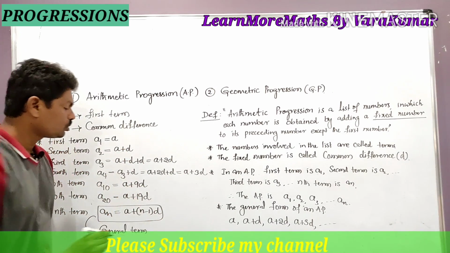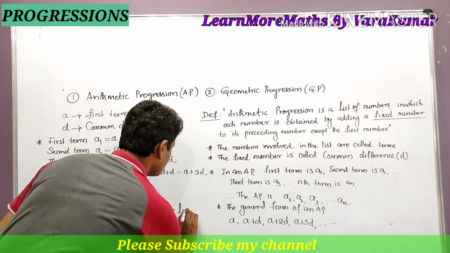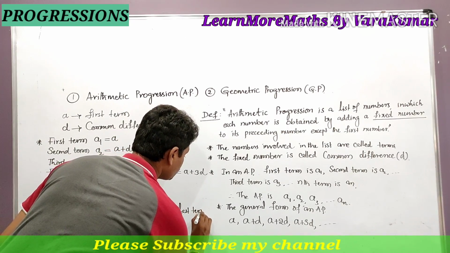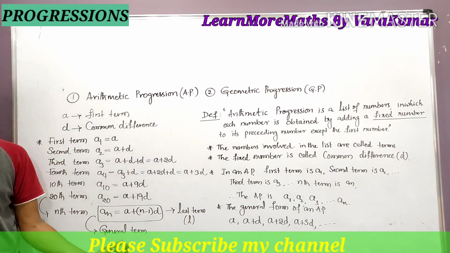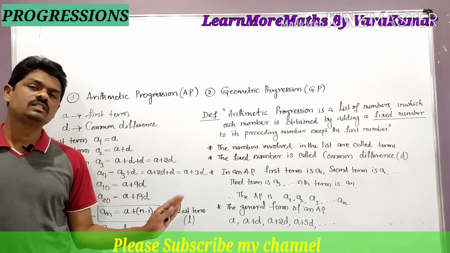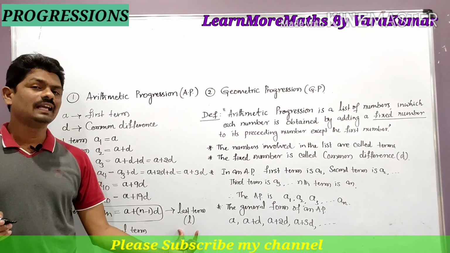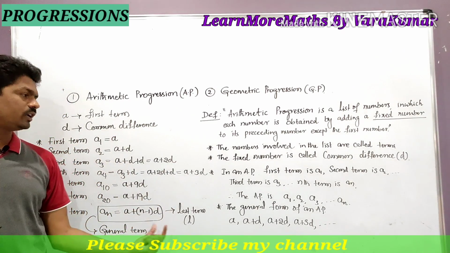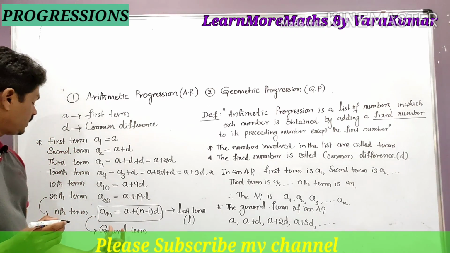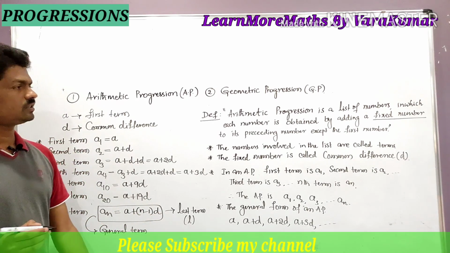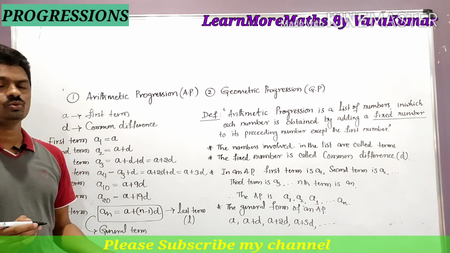Sometimes it is also known as the last term, student. You have to remember, it is also known as the last term. It is denoted by small l. So the general term of an AP, An is equal to A plus N minus 1 into D, and the last term L is equal to A plus N minus 1 into D. So in both ways we can call it either the general term or the last term. So this is the introduction of arithmetic progression, student.